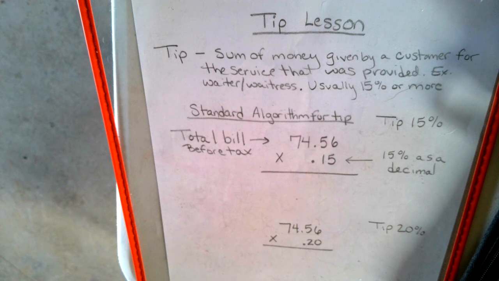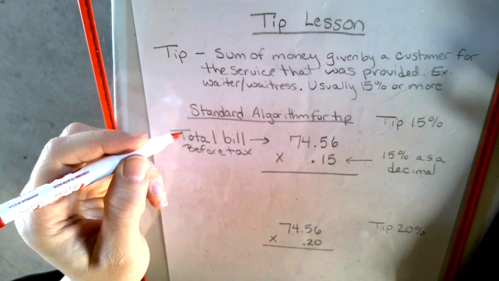That means we go to a restaurant, we have dinner, we pay our bill, and then you leave a tip for the service that the person provided. Now, standard algorithm for tip, that is the basic way to find tip, okay? Now, there's shortcut methods, but sometimes that doesn't always work. So we have to really play this right. So I'm going to teach it to you the real way.